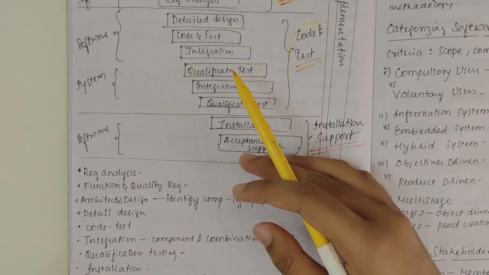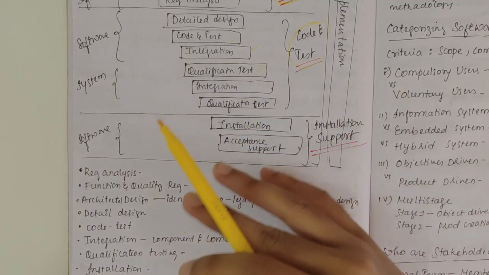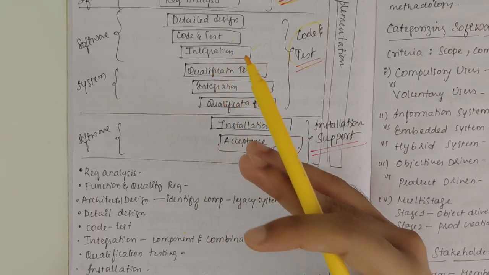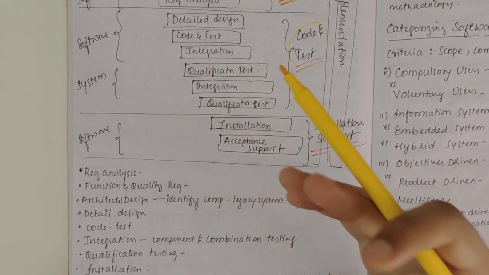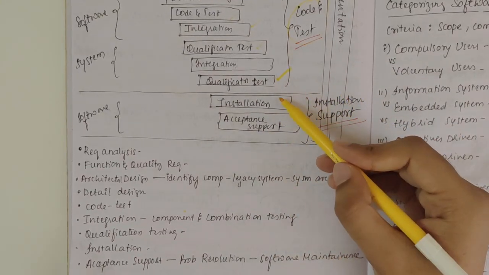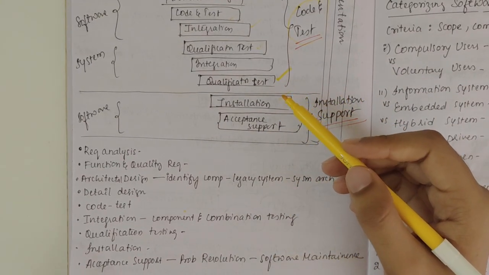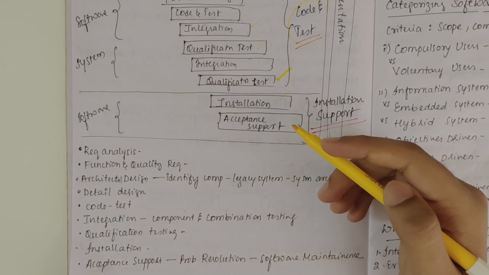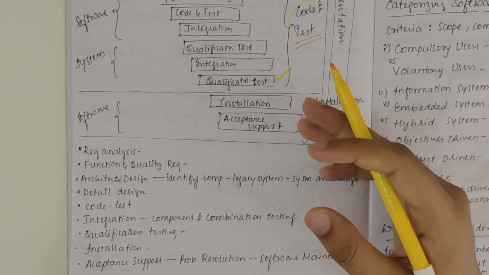Then there is qualification testing. In qualification testing, we test the entire system. Once all the units are developed, we test the entire system to see whether it will work properly or not. That comes under qualification testing. Then we have installation. Installation is about the ease with which we can install that particular software in our system.